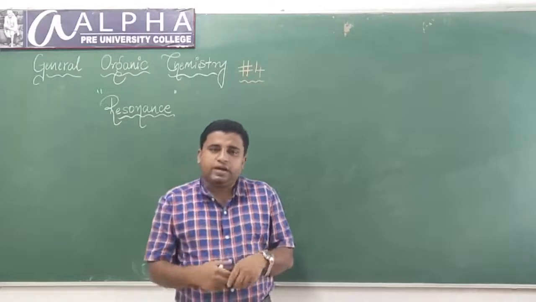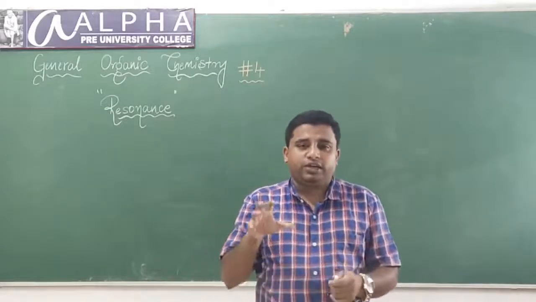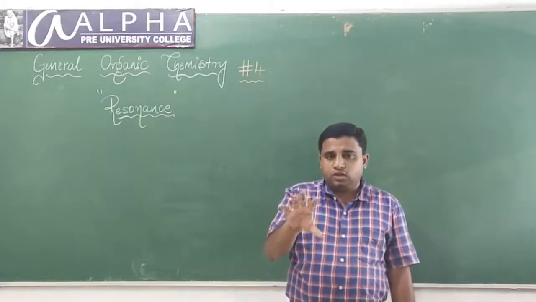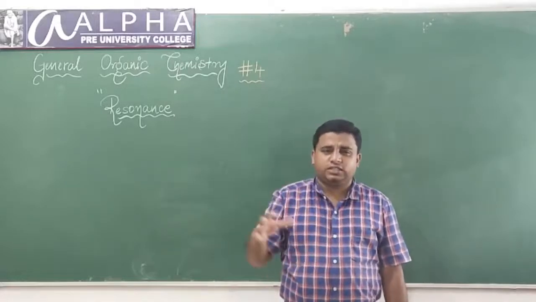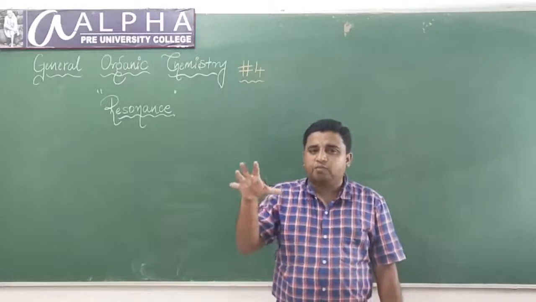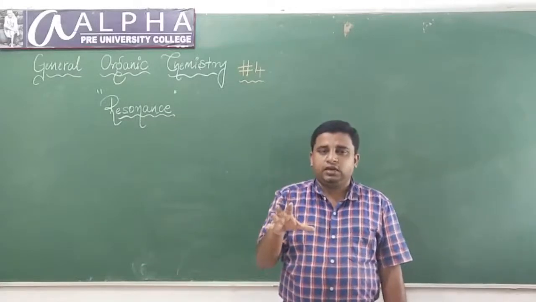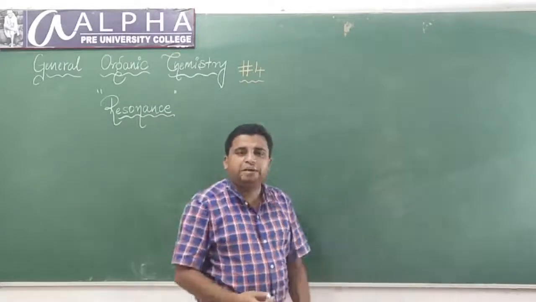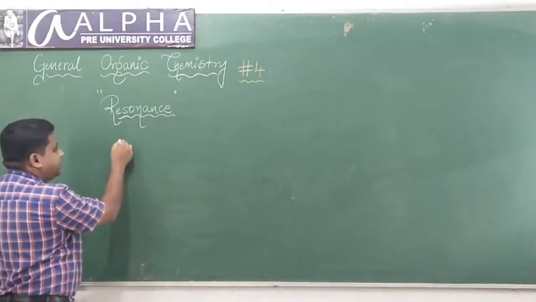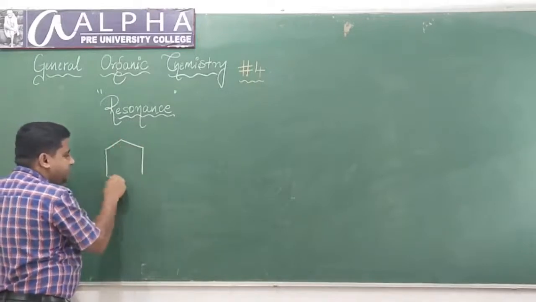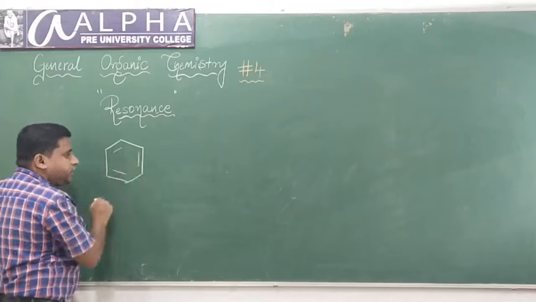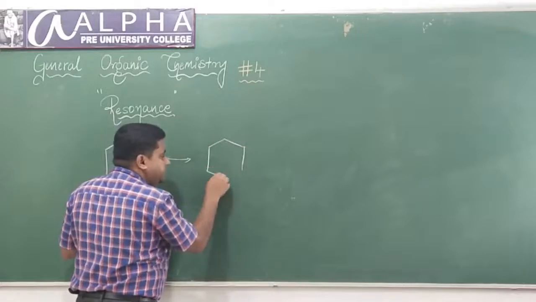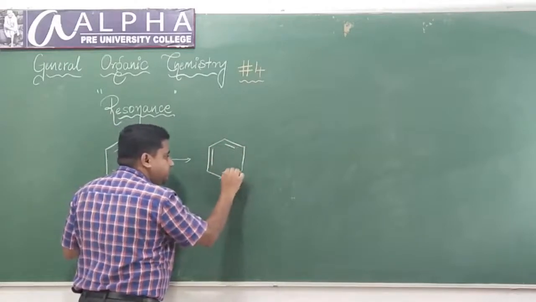Guys, look here. Certain organic molecules can be represented in one or more structures, not just two. For example, a well-known example, benzene. See this, I can represent benzene like this, or else I can write the structure of benzene like this, isn't it? Correct? Yes or no?